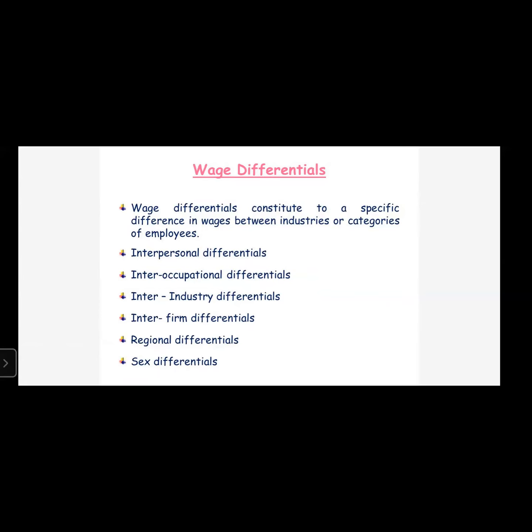Next one, inter-industry differentials. Now, we all know that there is a difference between company and industry, or organization and industry, or a firm and an industry. In an area, there can be say 5 organizations or companies operating under a particular industry. Suppose the pharmaceutical industry is there. Under that pharmaceutical industry, there can be 4 or 5 organizations or companies which are manufacturing pharmaceuticals in a particular area.